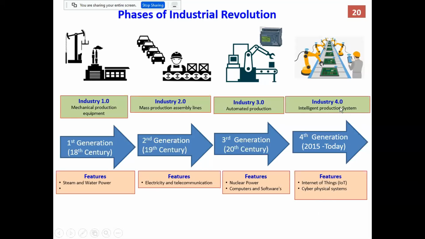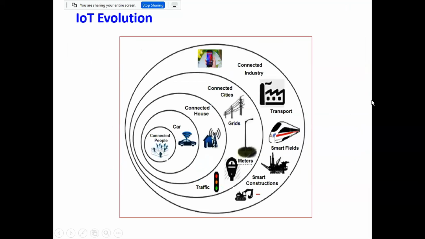Here we are seeing advanced technologies like cloud technology and big data analytics to handle the large amount of data. There is a tremendous change in manufacturing. Why is it going on, friends? This is due to the IoT evolution. What is this IoT evolution? IoT is connecting the people, automobiles, houses, cities, and industries all together.